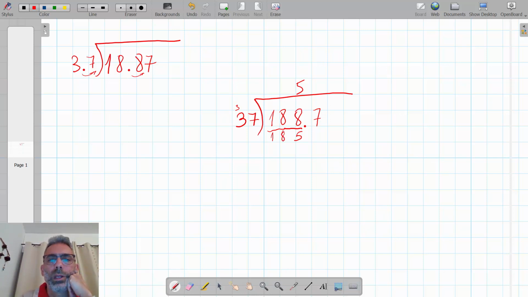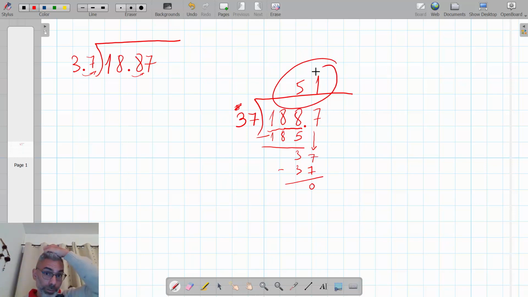Okay, now I subtract. 8 minus 5 is 3. 8 minus 8 is nothing. 1 minus 1 is nothing. So I have 3 left. I bring down the 7. Okay. 37 goes into 37 exactly one time. 1 times 37 is 37. So I have no remainder. I subtract. So this is the answer, 51.